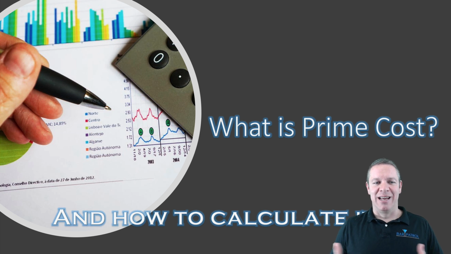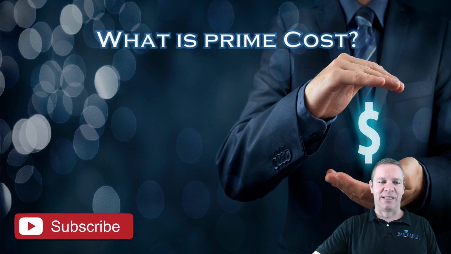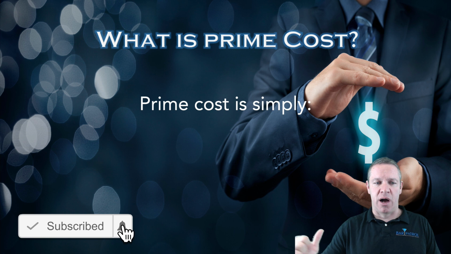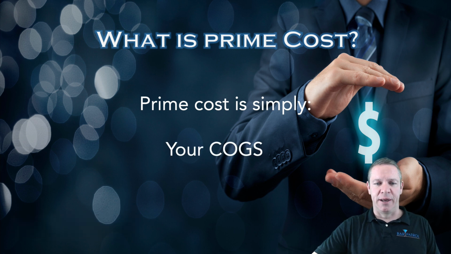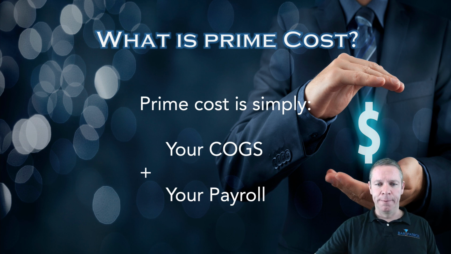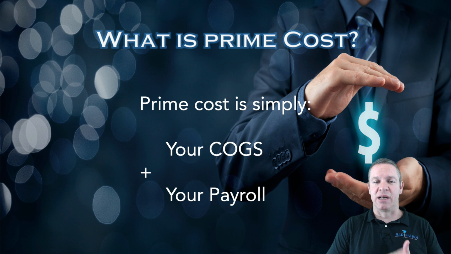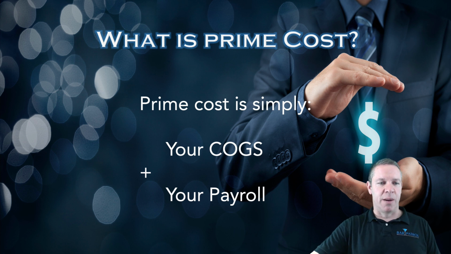What is prime cost and how to calculate it? Well, to start off, we have to define what prime cost is exactly, formula-wise. So get your paper and your pencil out. It's very complicated. Prime cost is simply your COGS plus your payroll. Basically, it's the products you buy and the people that power your business and how much money you pay to them. We're going to take all the costs of that, divide it by your total sales, and we're going to get this cute little prime cost percentage number.